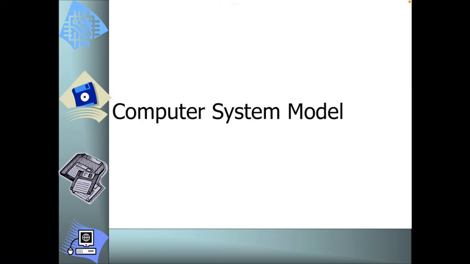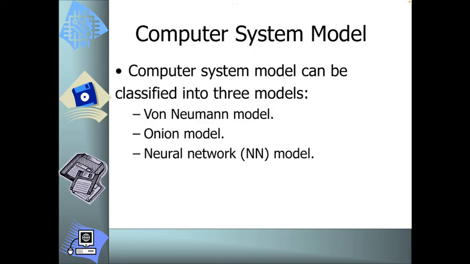Okay, this is our last part in chapter 1 part 2. We'll discuss computer system models. As I mentioned before, we have 3 models. We will look first at the von Neumann model, followed by the onion model. Sorry, not union but onion. And then we have the third one, the neural network model.